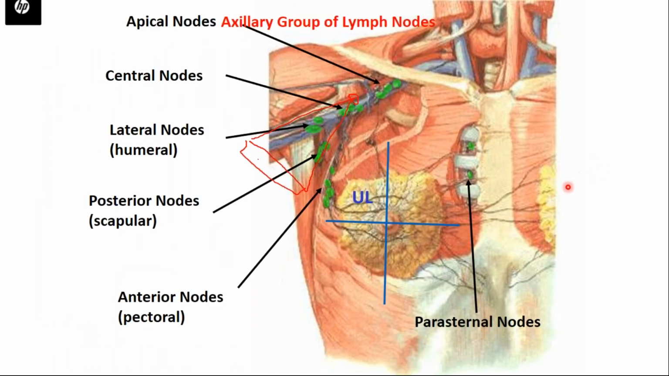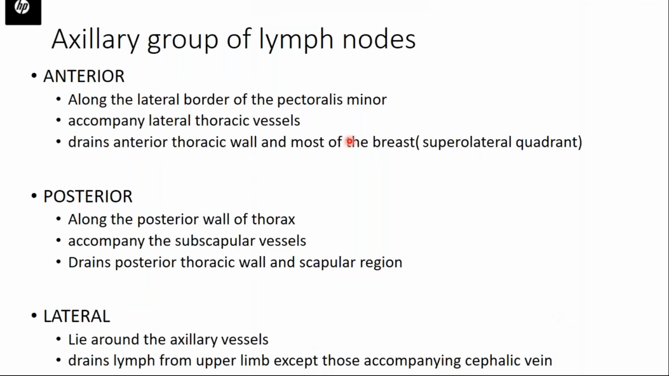Here you can see the breast. The breast can be divided into 4 quadrants. If you draw a vertical and a horizontal line passing through the nipple, you can divide it into 4 quadrants: superomedial, superolateral, inferomedial, and inferolateral. The superolateral component of the breast drains into the anterior group of lymph nodes. So that's why this lymph node group is very important.